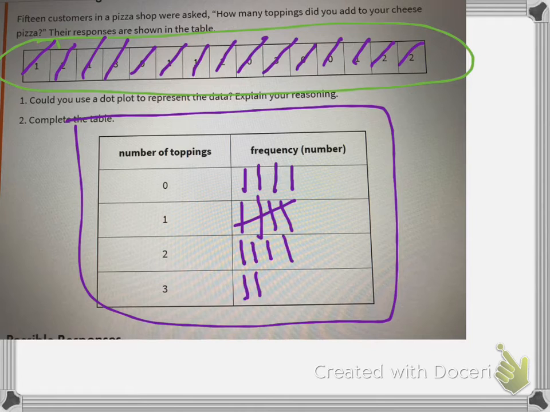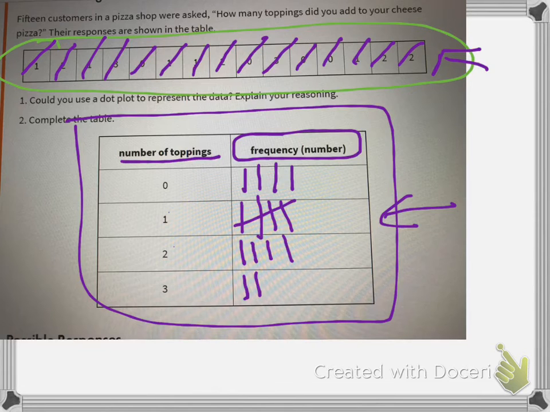All right, so I've organized all of the data that was given up here in my response chart. Down here I created a table, so I've got all the numbers of toppings, 0, 1, 2, and 3 were possible answers, and then I've put tally marks on the frequency as I was reading the numbers from the top. Of course every time we make 4, we put a line across, just like I did with the 1 to show that it's a group of 5.